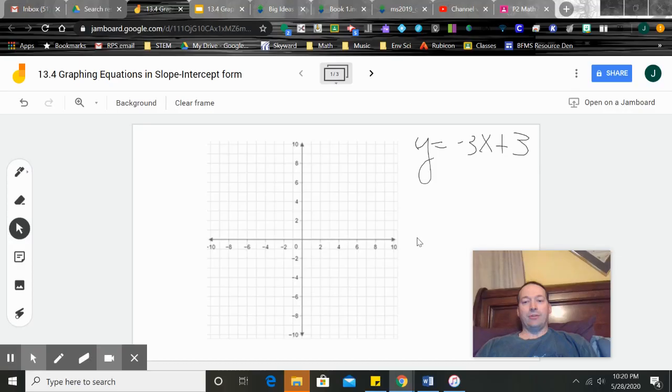Okay? How do we take an equation and turn it into a graph? Well, we need to identify our slope. In this case, it's negative 3.